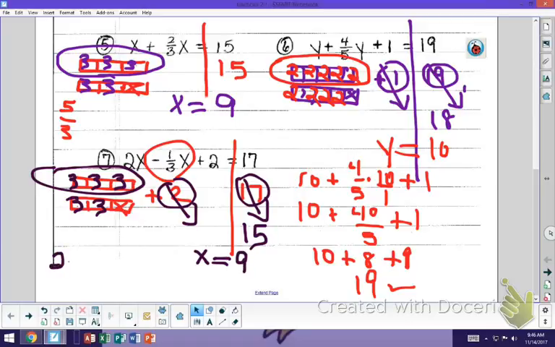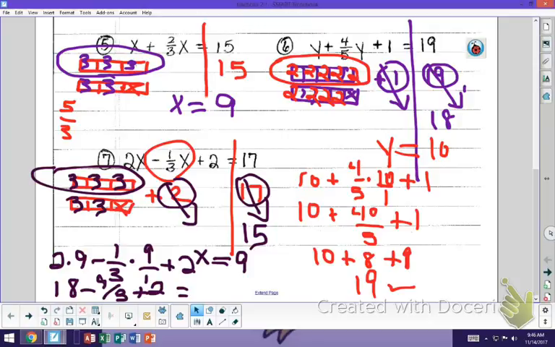So I have 2 times 9 minus 1/3 times 9 over 1, plus 2. 2 times 9 is 18, minus 1 times 9 is 9 over 3 plus 2. 18, 9 divided by 3 is 3, so we have 18 minus 3 plus 2. 18 minus 3 is 15 plus 2, which is 17. Got a little messy there. And it checks. So that is hands-on equations with fractions using the algebra tiles.